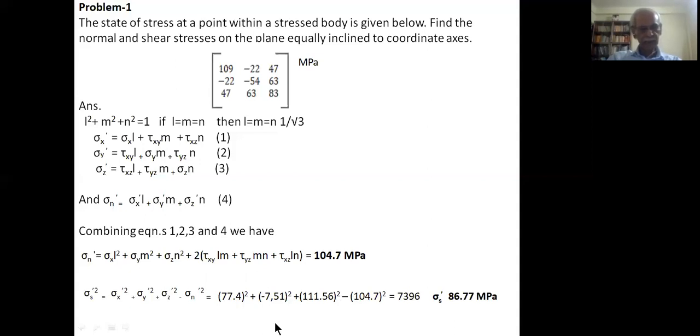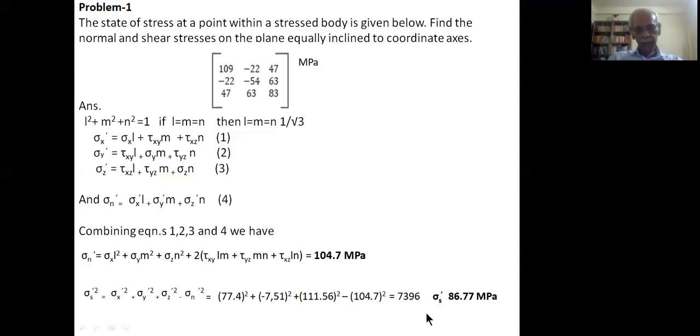Then sigma s dash squared is again sigma x dash squared plus sigma y dash squared plus sigma z dash squared minus sigma n dash squared. I think by this time you must have remembered these equations, because these equations are very vital for doing any solid mechanics problem. So these are very easy. If we find out the values of sigma x dash from here, sigma y dash from here, and sigma z dash from here, and substitute it here, and sigma n dash we already know, it comes out to 7396. And you take the square root of it, and it becomes 86.77 megapascal. Actually, it should be plus minus.